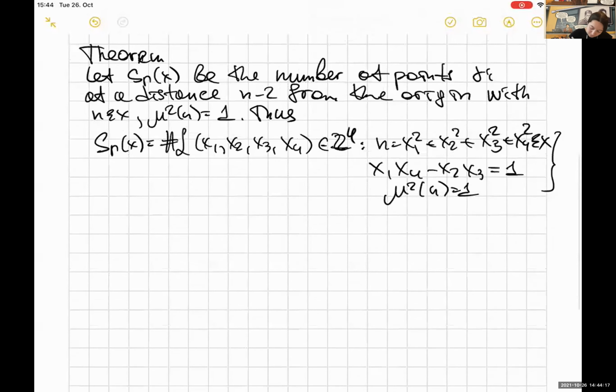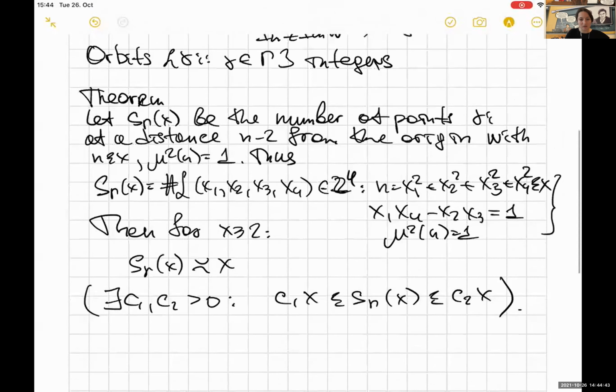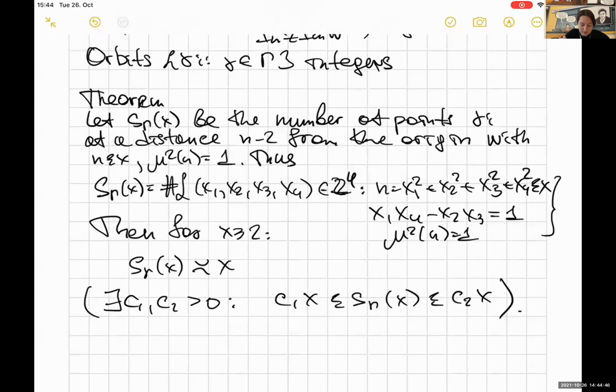Then as x goes to infinity, let me say for x larger or equal than 2, we have that S_Γ(x) is asymptotic to x, meaning that we can find two constants C1 and C2 larger than 0 such that C1·x ≤ S_Γ(x) ≤ C2·x. So this is the basic result I would like to talk about.